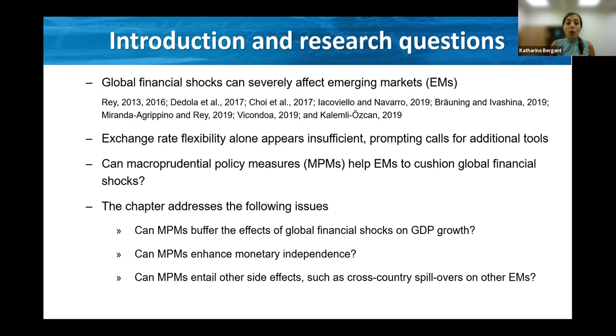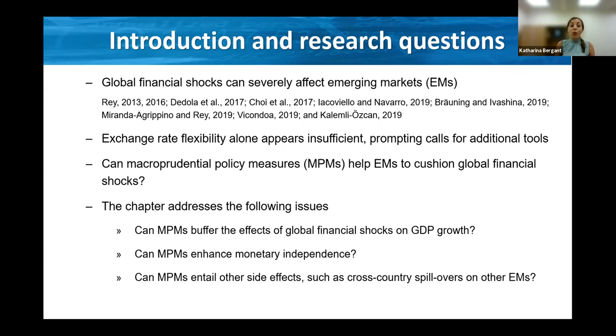So in this paper, we will specifically look at macroprudential measures. And in contrast to the papers that you just saw, we will actually look at whether macroprudential measures can buffer the effects of global financial shocks on GDP growth. So in contrast to looking at capital flows, as the other two papers did, we're going to look at GDP growth overall. And similar to the last paper you just heard, we're also going to look at how the level of macroprudential policy can buffer the effect of a global financial shock on an emerging market.